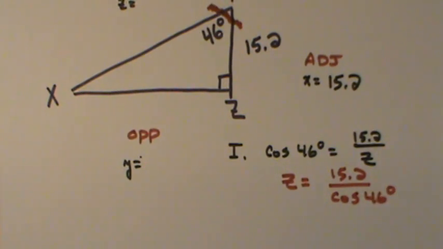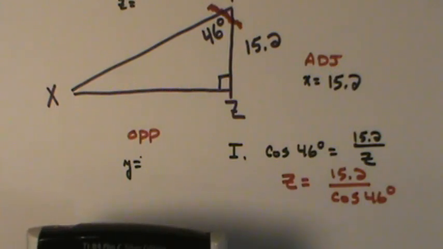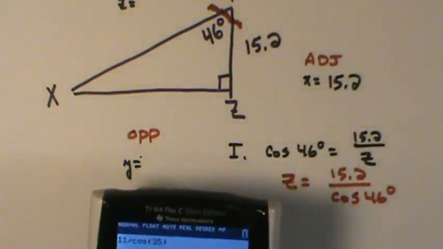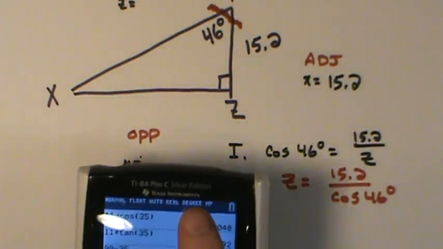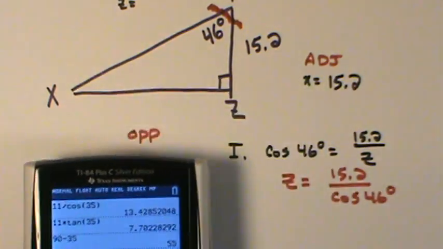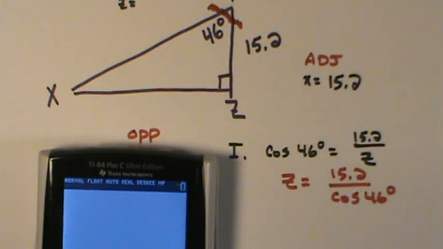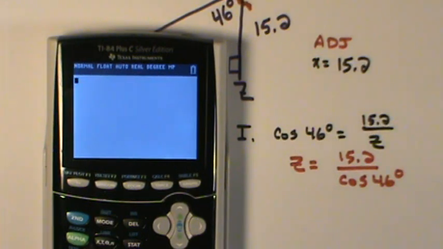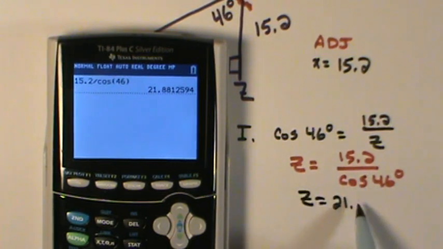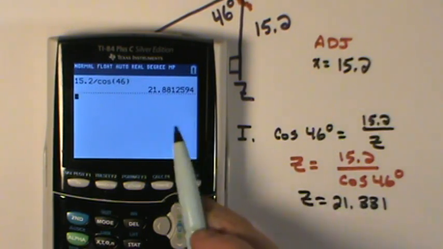It is important, if you're lending your calculator to other kids, particularly older kids, you need to always check that you're in the right mode. See how this says degree? So I am in the correct mode, and I can simply type this in here then. I can go 15.2 divided by cosine 46 degrees, and I hit enter. It gives me a value. It tells me that z is equal to 21.881. Round appropriately.